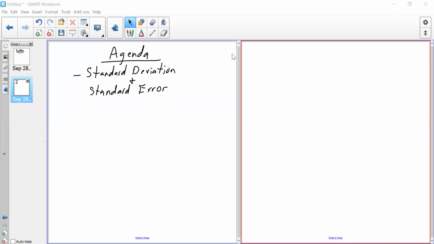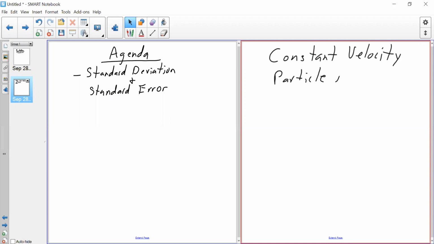So as we've been doing so far, we've been working on the constant velocity particle model. All right, so let's start off with that. Some of this is going to be old hat. And again, if you have your packets out, you can follow the steps that I'm about to show here, one by one.